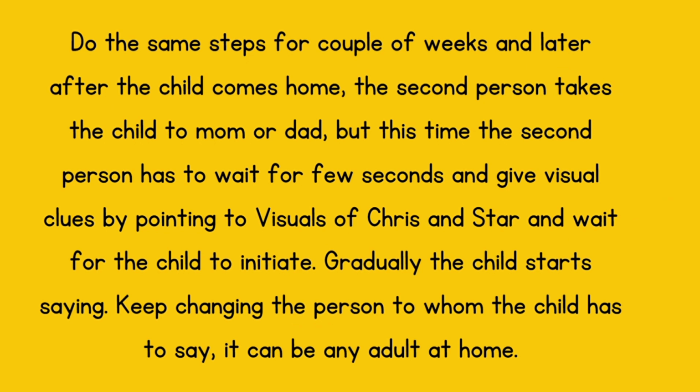Do the same steps for a couple of weeks, and later after the child comes home, the second person takes the child to mom or dad. But this time that second person has to wait for a few seconds and give visual clues by pointing to visuals of Chris and star and wait for the child to initiate. Gradually the child starts saying it. Keep changing the person to whom the child has to say it. It can be any adult at home.